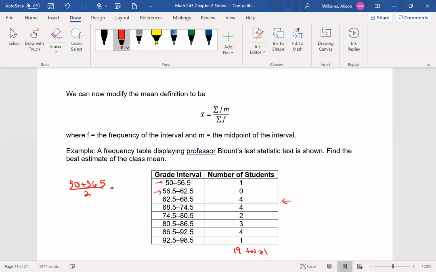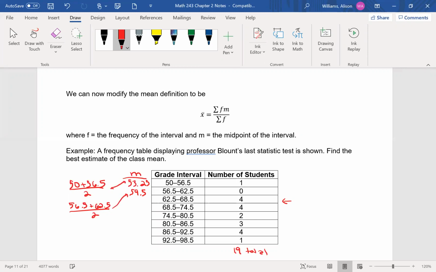So that comes out to 53.25. That would be the midpoint for the first interval here. For the second interval, I would do 56.5 and then the next interval, which is 62.5, and then divide that by 2. And that comes out to 59.5. Sorry, I said 62.5 and didn't write it down. 59.5. And then I'd add 62.5 plus 68.5.